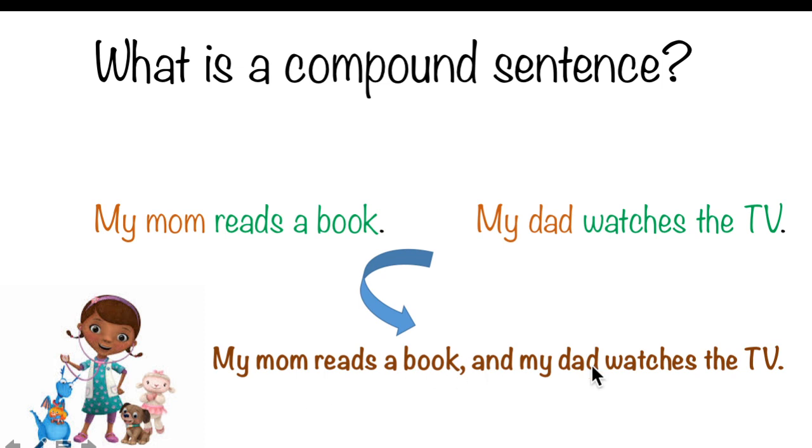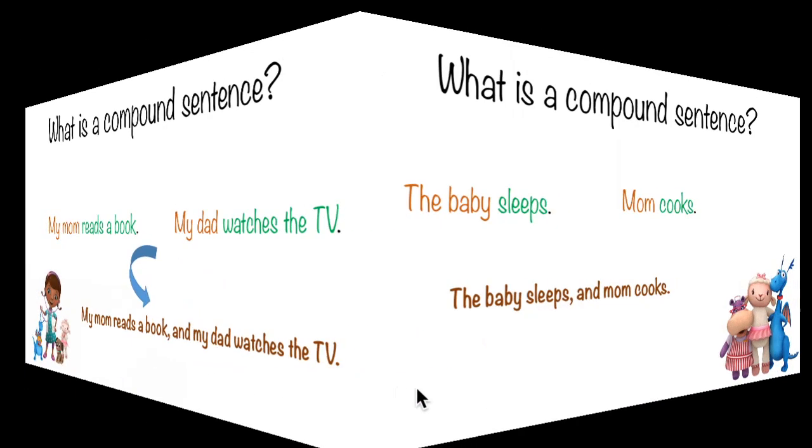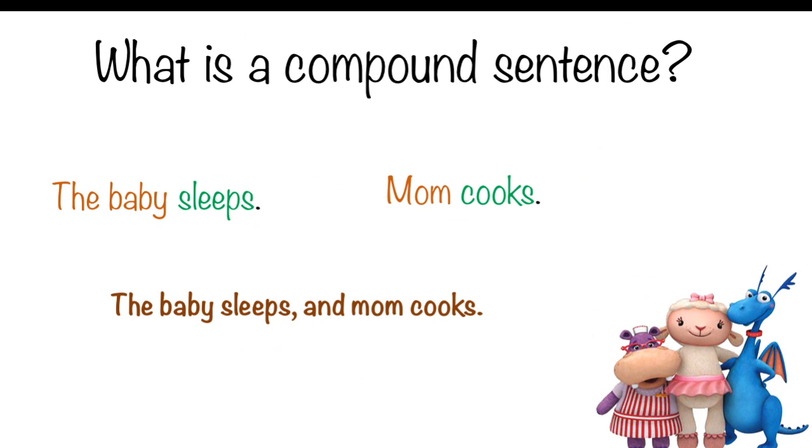What do we call this new sentence? We call this new sentence a compound sentence. One more time, to make sure that you understand very well what a compound sentence is. A compound sentence is a sentence that is made of two simple sentences. Made of what? Two simple sentences.